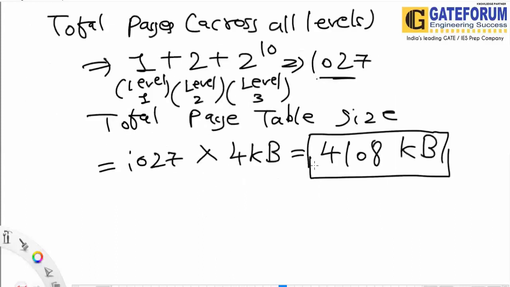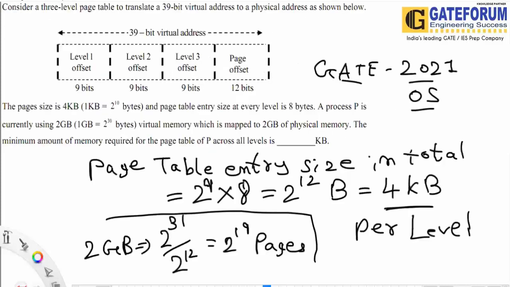This is the number of page tables, and each page table is 4 KB. So the total is 4108 KB, and this is the answer which we are supplying here. I recommend you kindly try to understand this question, because it is a little more complex to understand. Kindly practice these types of questions as much as possible. All the best, good luck, and keep practicing.